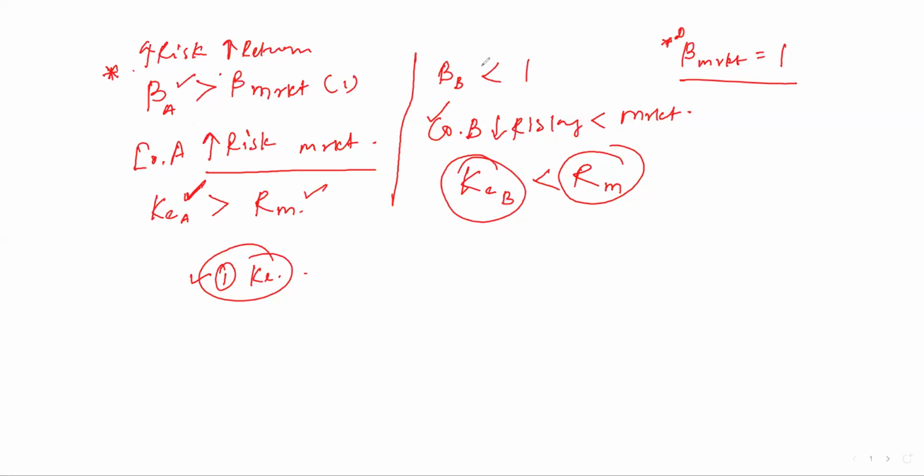On the other hand, if beta of B is less than the market, it would mean that company B is less risky than the market. If risk is less, return should also be less. So cost of equity for company B would be less than the return from the market. This is what the last point was made.